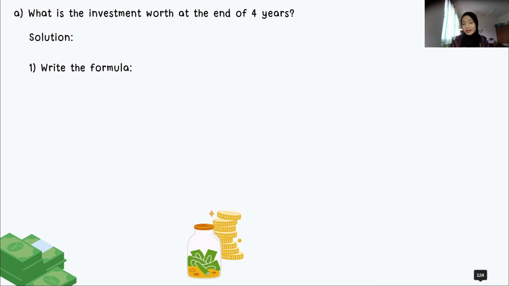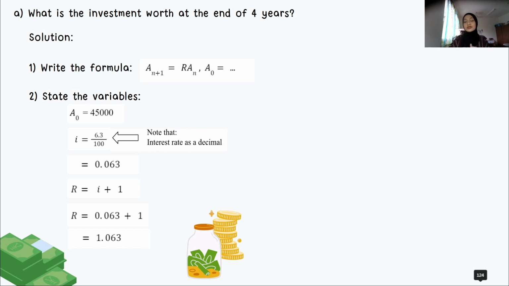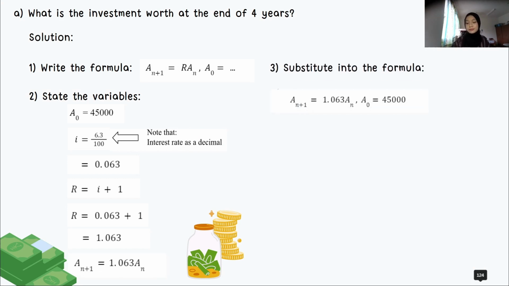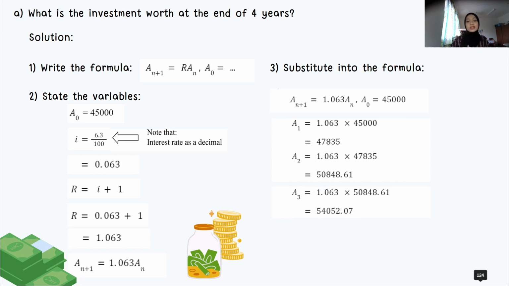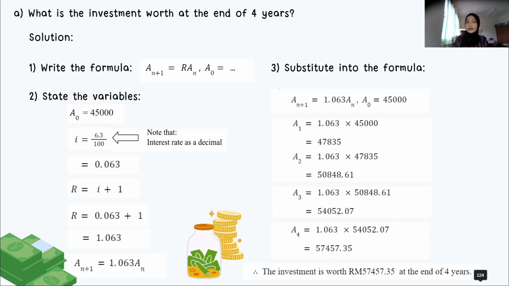So first step, you have to write the formula. Second step, you have to state all the variables and note the interest rate as a decimal. So you will get your relation. And the last step is to substitute into the formula. So for the first step, you have to calculate it: equal to 1.063 multiplied with the starting amount of the first year. For the second year, same concept, 1.063 multiplied with the previous term, which is the first year. Same goes for the third year and the fourth year. So the fourth year is equal to 1.063 multiplied with the previous year, which is the third year. So you will get the answer for the first question.